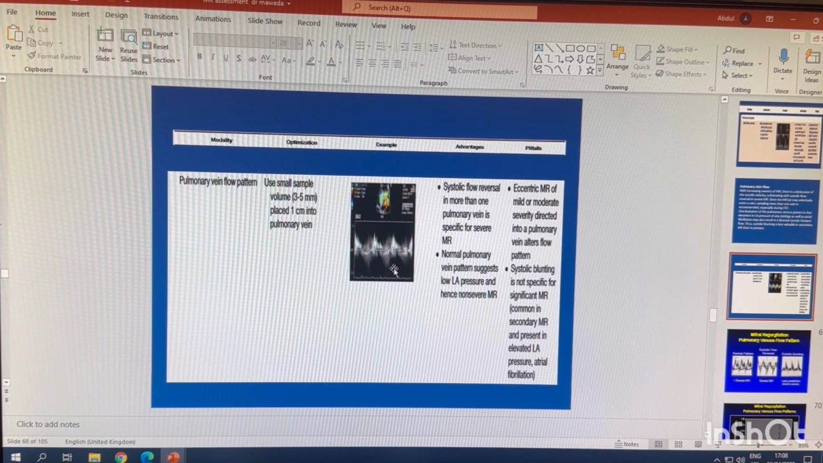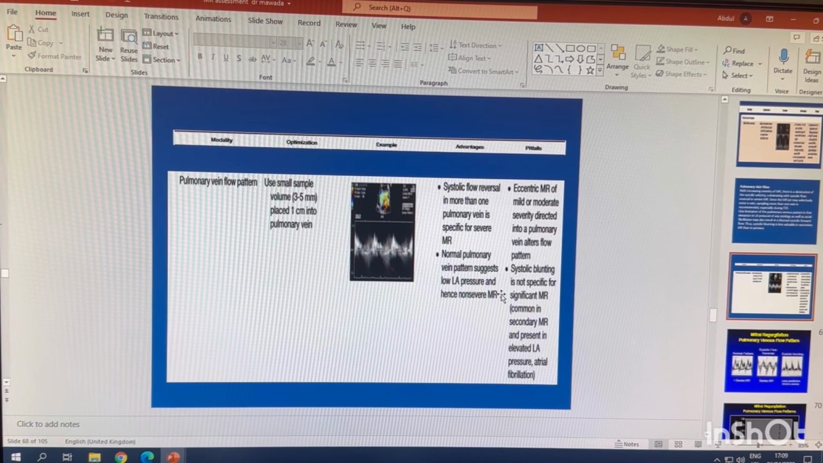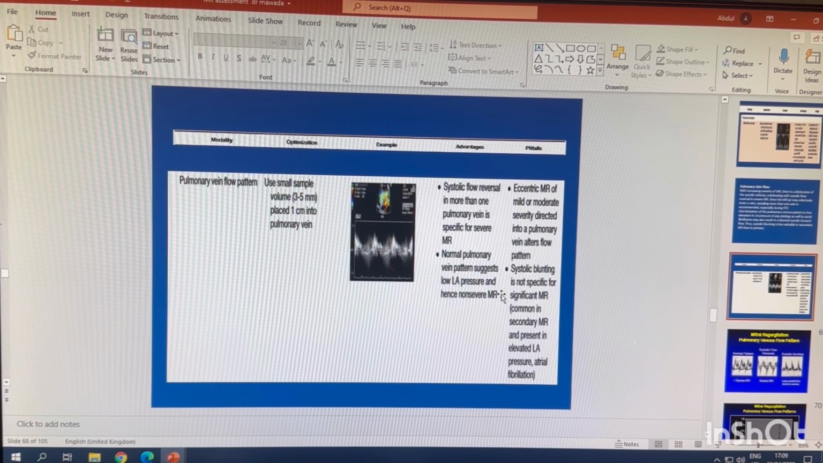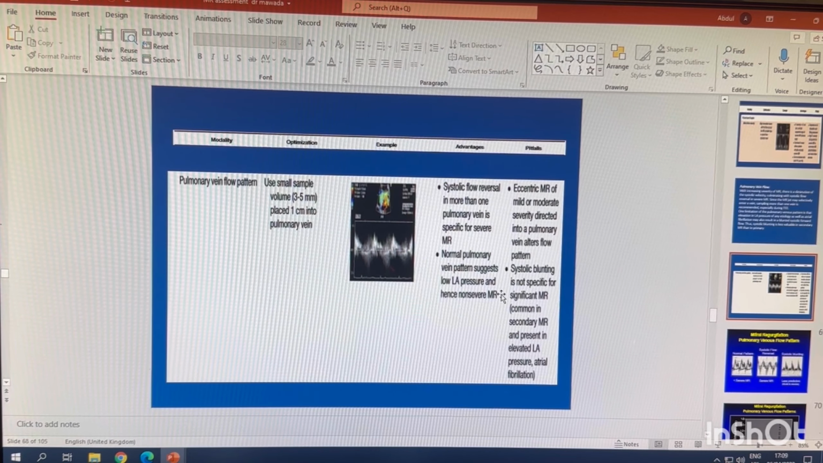So you see this one, this is the flow reversal here. Systolic flow reversal in more than one vein is specific for severe MR. Normal pulmonary vein pattern suggests low LA pressure and hence non-severe MR. So if you are calling it severe MR and you do pulmonary vein Doppler and it's a normal pattern, it means there is something wrong. It cannot be severe because the LA pressures are also normal, and pulmonary flow is suggesting this, so it means it's not severe mitral regurgitation.